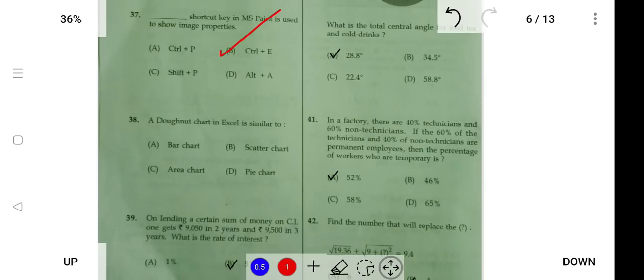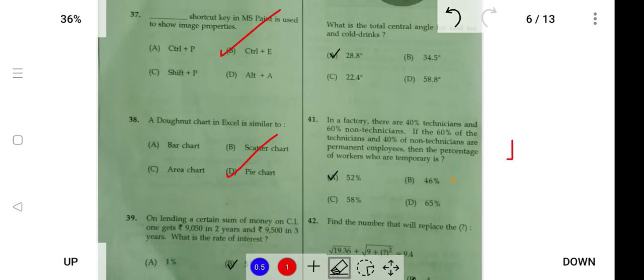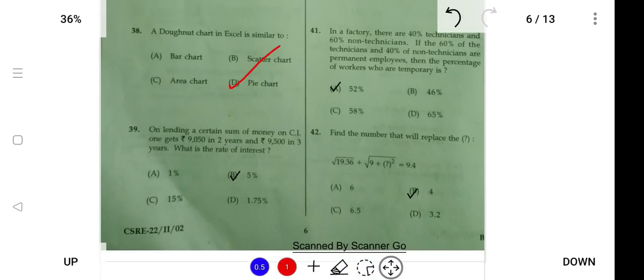A donut chart in Excel is similar to a pie chart. Donut chart is similar to the pie chart, it is round. Next, in lending a certain sum of money on compound interest, we get 9,050 in 2 years. So the interest rate is 5%.